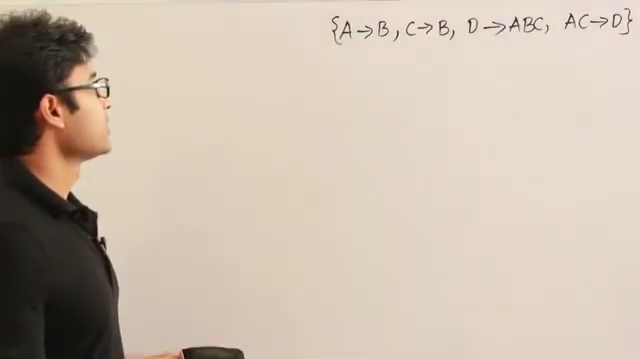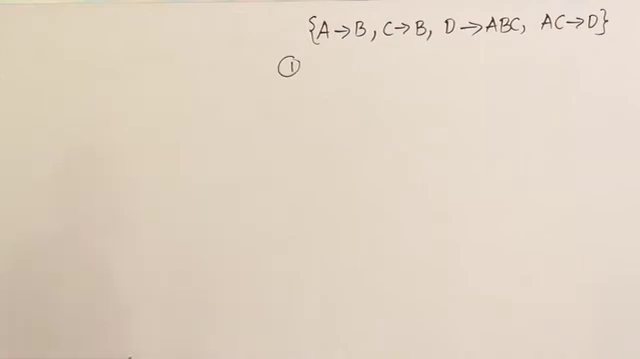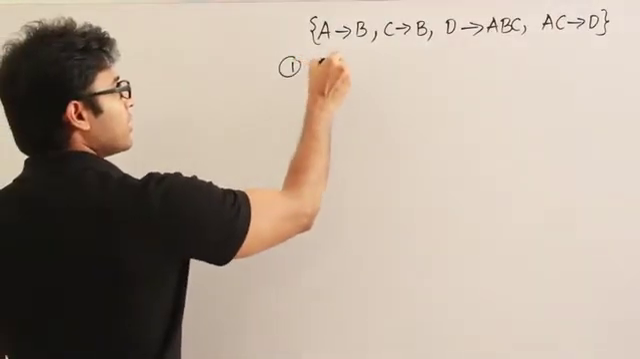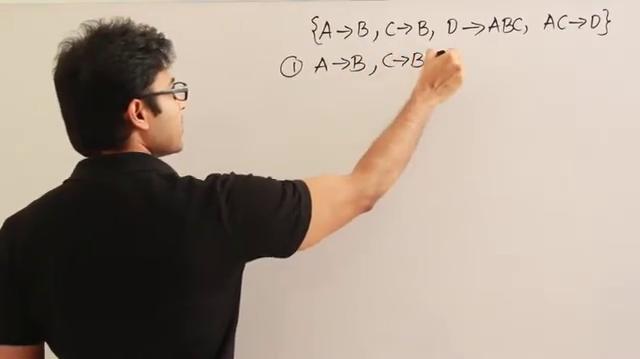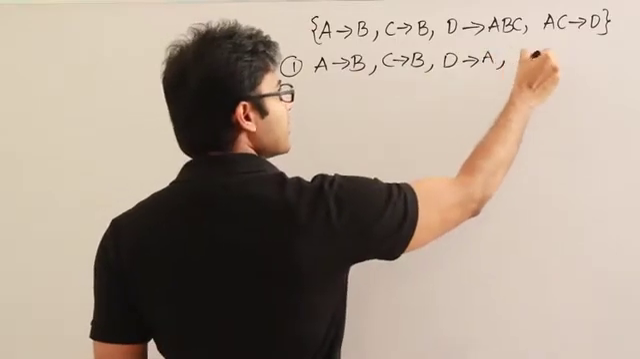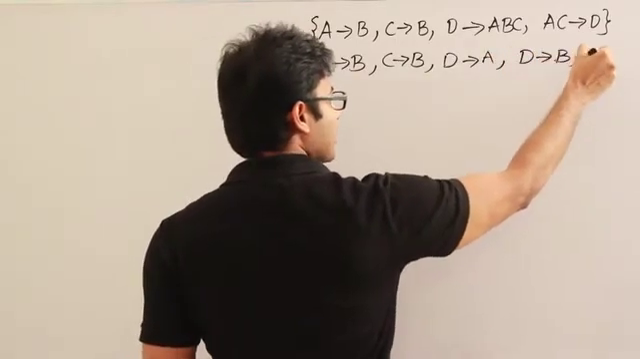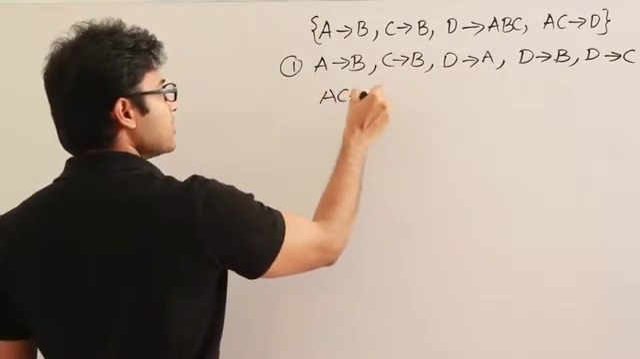Now let's minimize this. Step number 1 is split all the FDs such that right hand side contains only one attribute. So what is that? A determines B, only one. C determines B, only one. D determines A, and D determines B, and D determines C, and AC determines D, right?